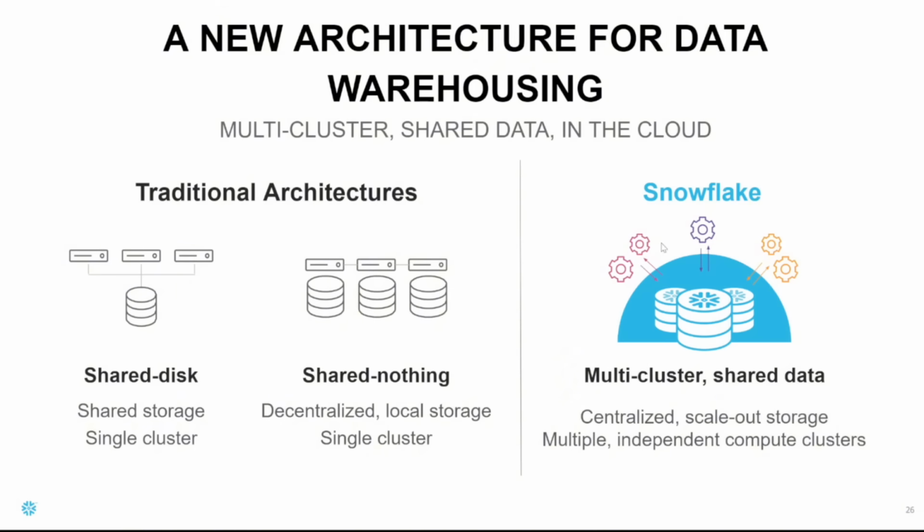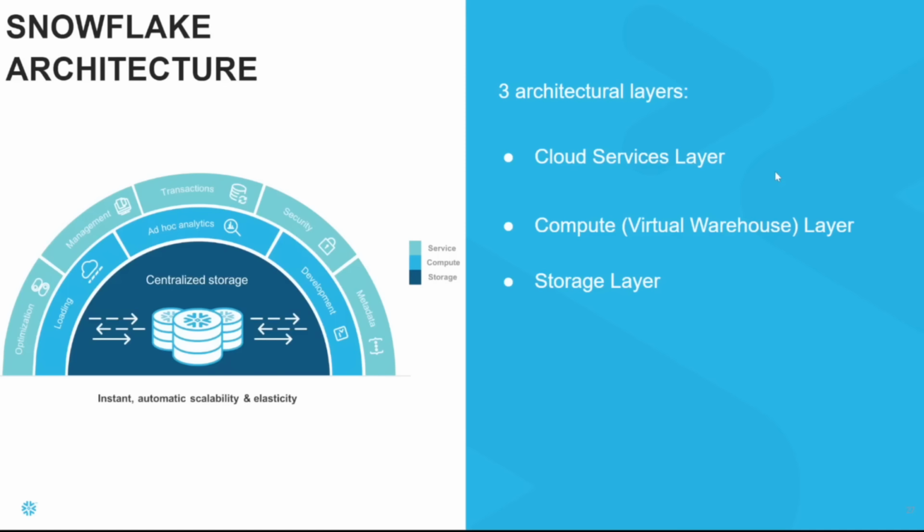So it's a centralized scale out storage with multiple independent compute clusters. So whatever processors you are running on top of this data, they are independent. So there is no constraint that if one processor is trying to access the data from disk, the others will be in queue. So that issue is not there in Snowflake. So this is the modern architecture for data warehousing.